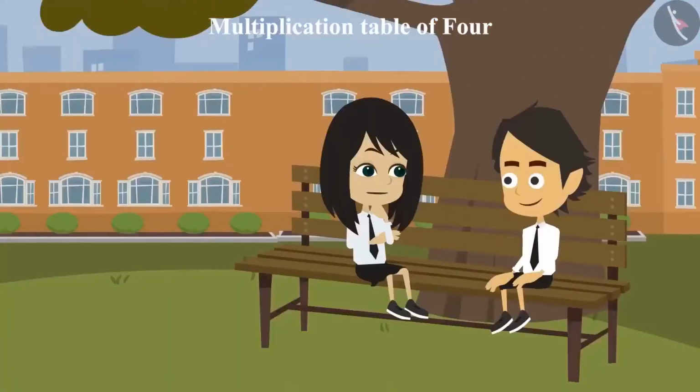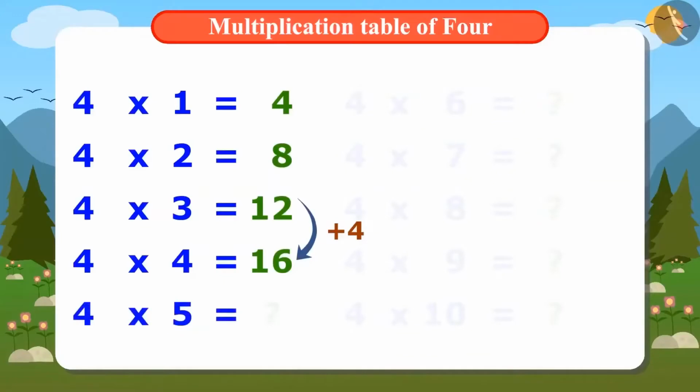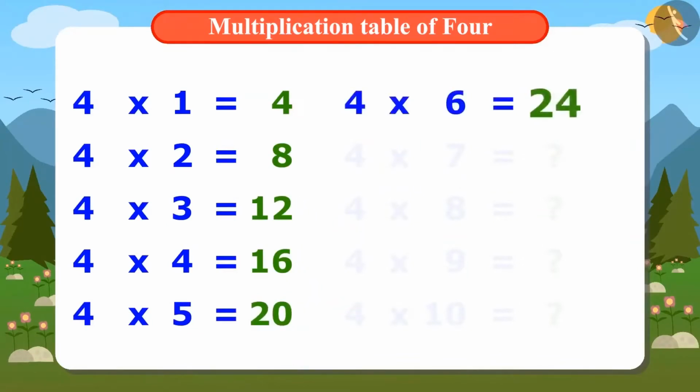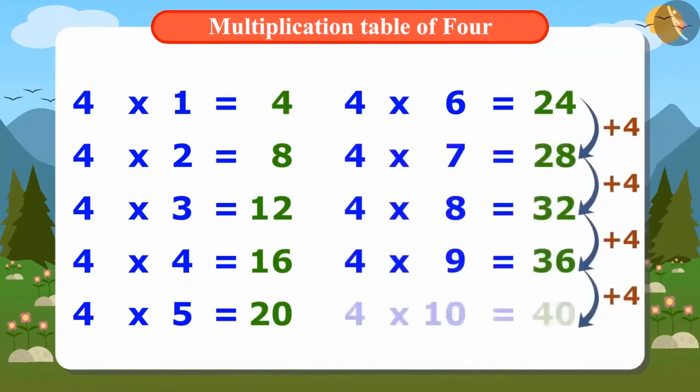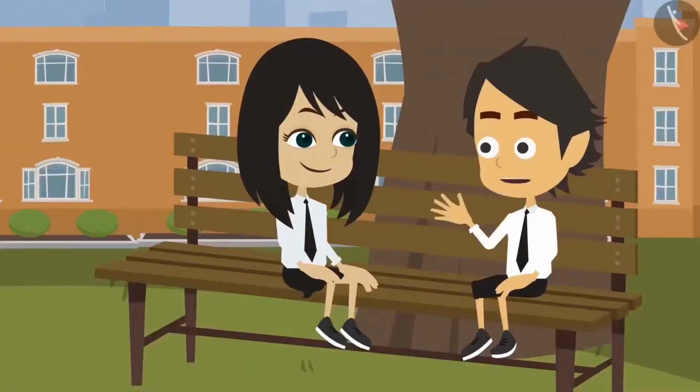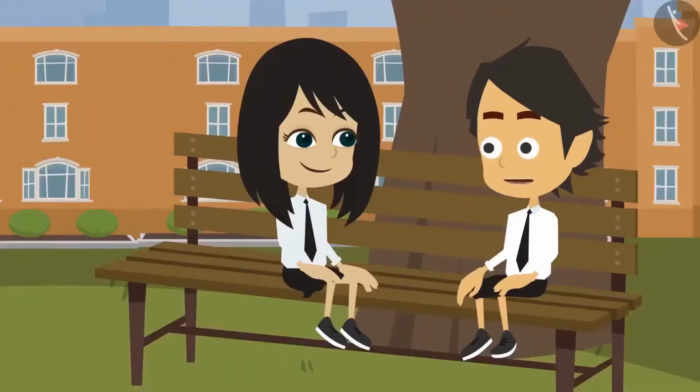That means we can find the next number in the multiplication table of 4 by adding 4 to 16, which will be 20. In the same way, we can find the next number by adding 4 to 20, that is 24. This way, we will continue to add and we will find out the next number. Now we get to know the whole multiplication table of 4.